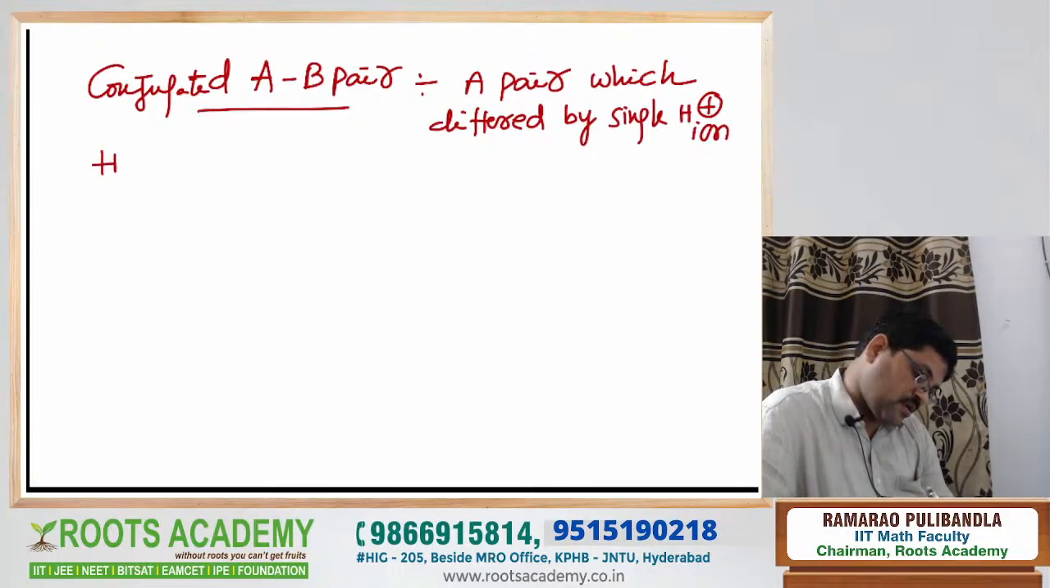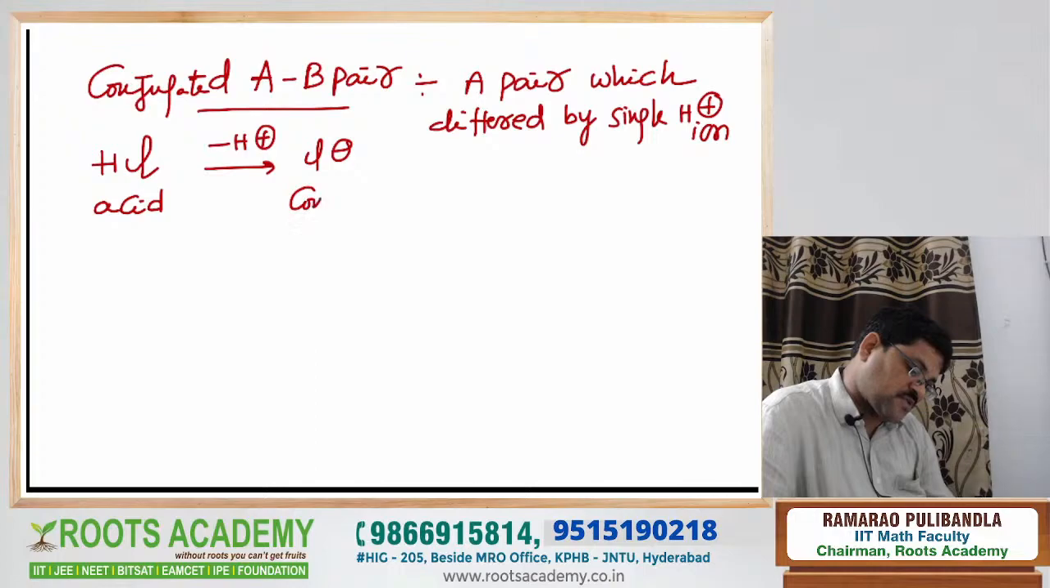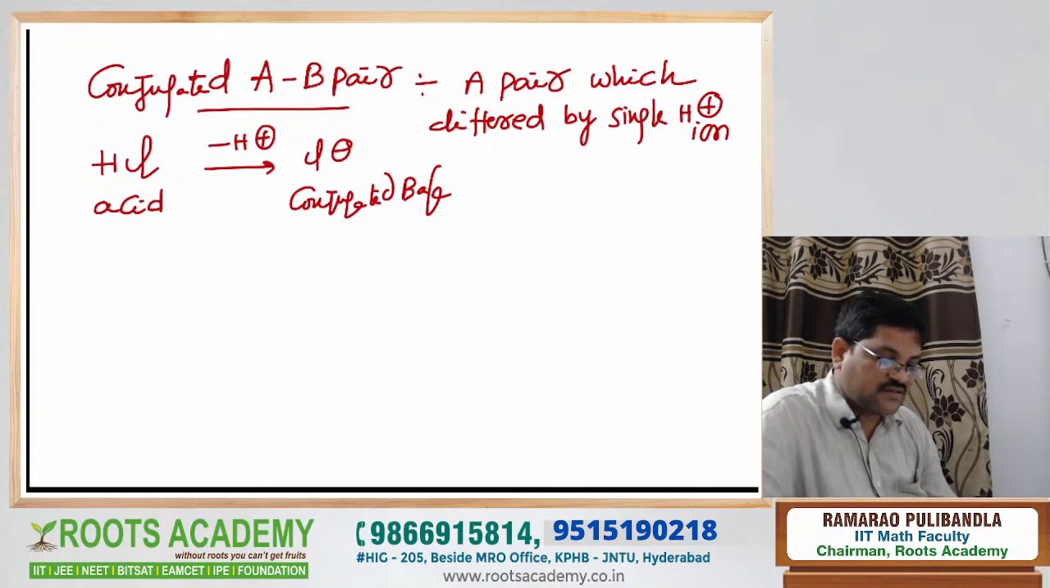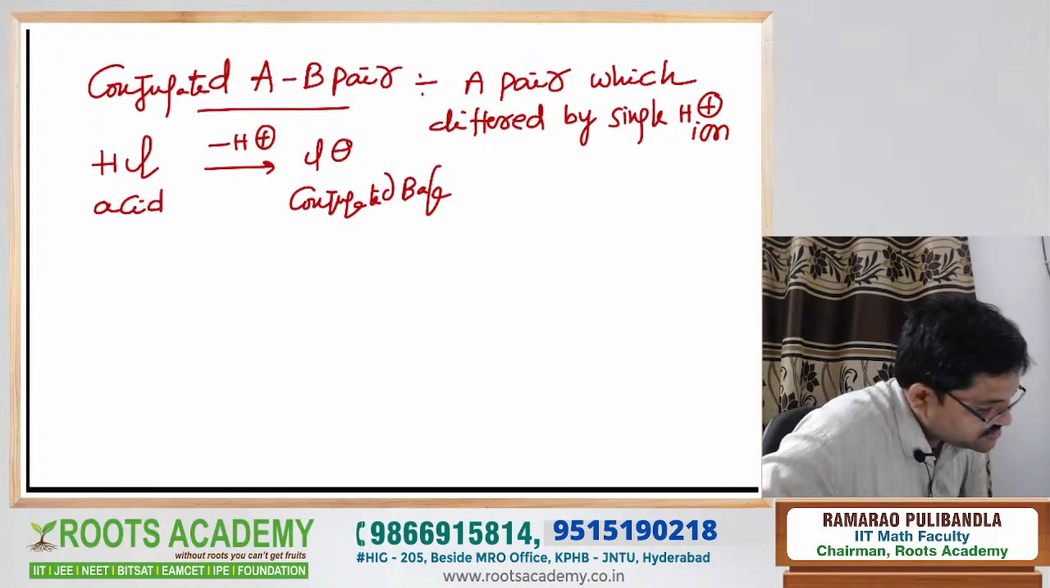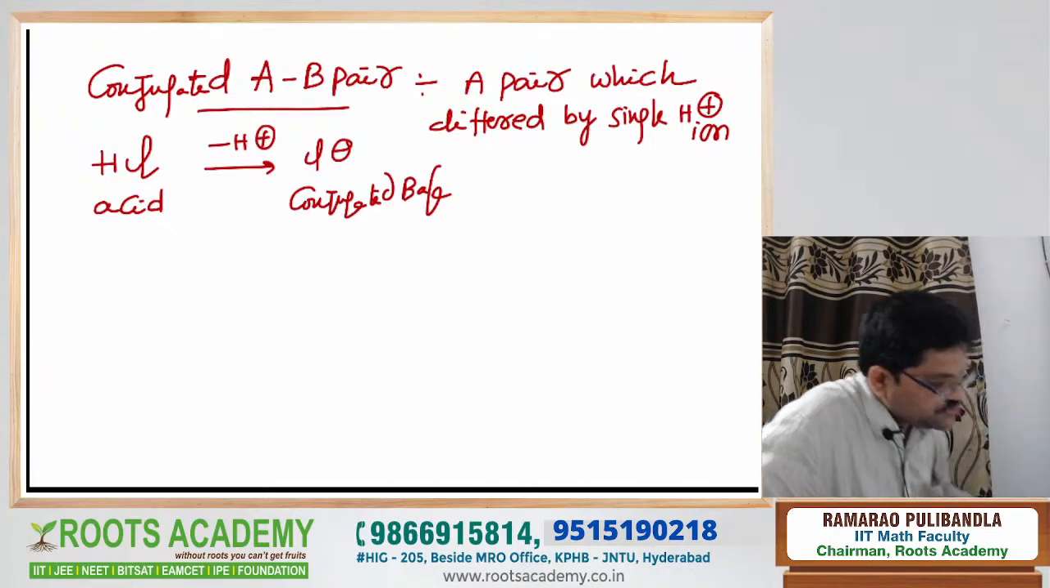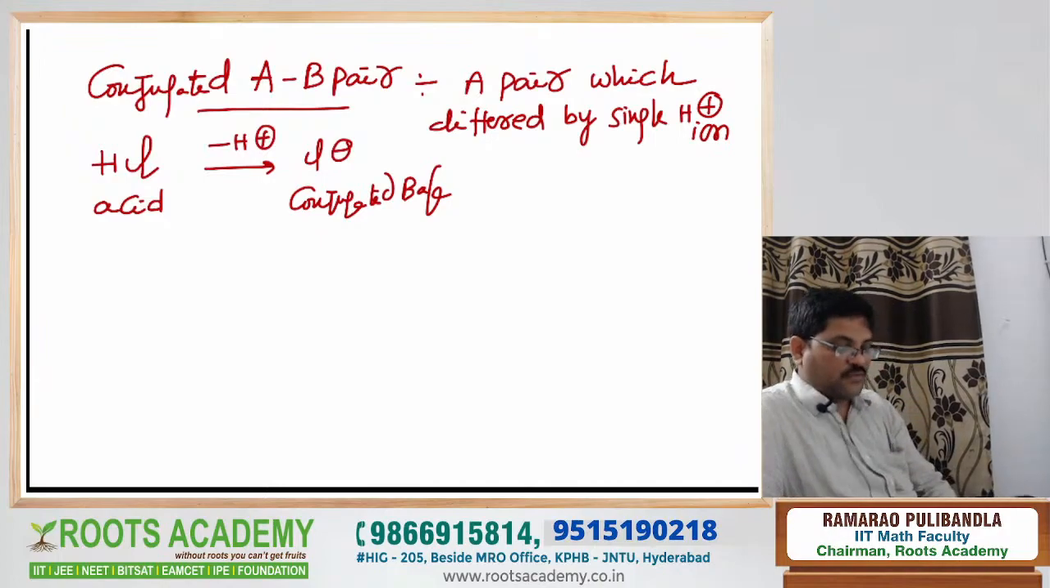Take the example of hydrochloric acid. Hydrochloric acid loses an H plus ion and forms Cl minus ion. So hydrochloric acid is the acid, and Cl minus ion is its conjugate base. This is called a conjugate acid base pair. Simple logic. That means an acid base pair which differs by a single H plus ion. Understood, students? Very good. Now take one more example.